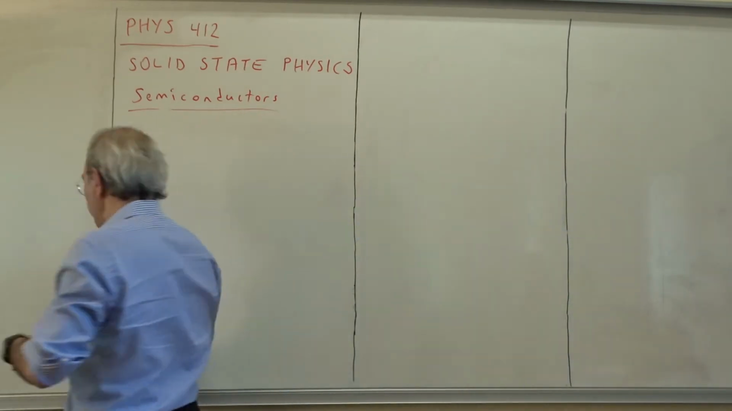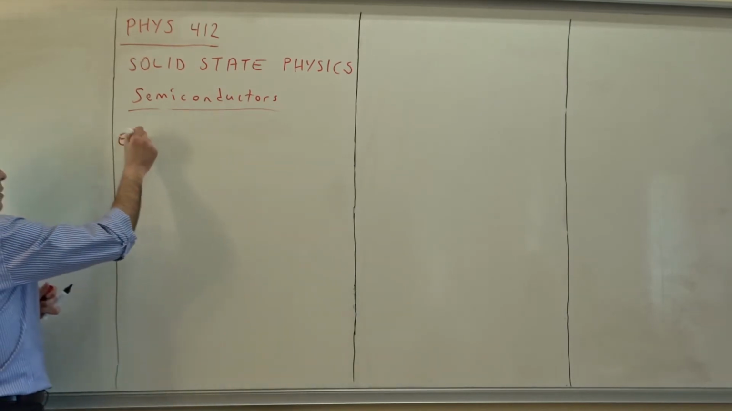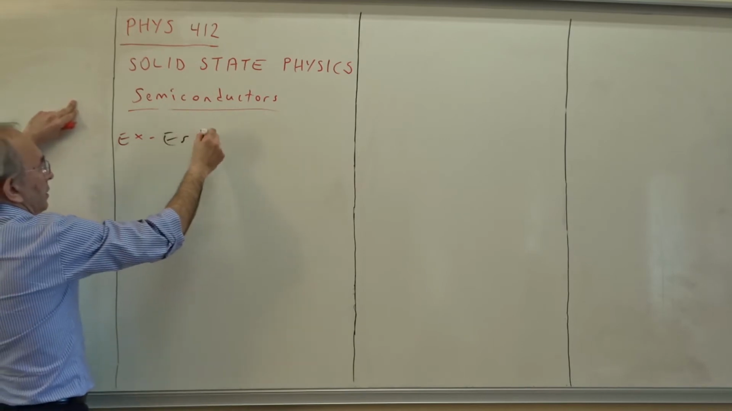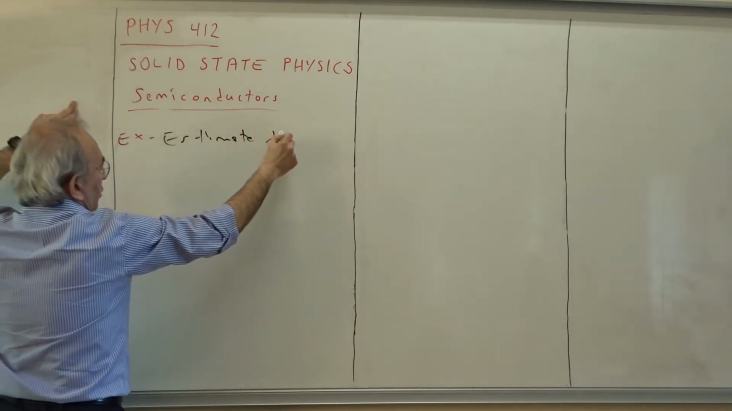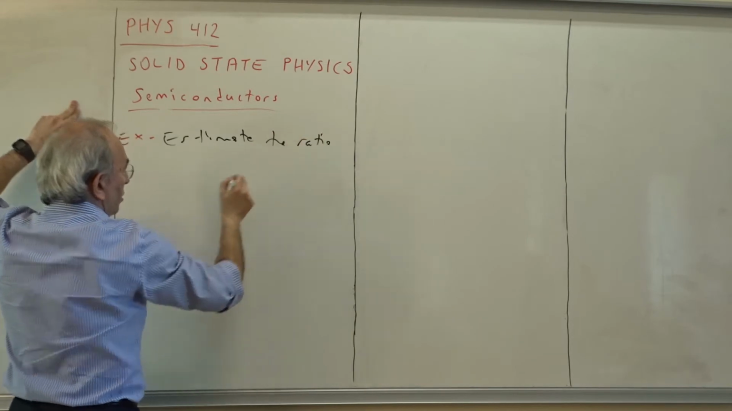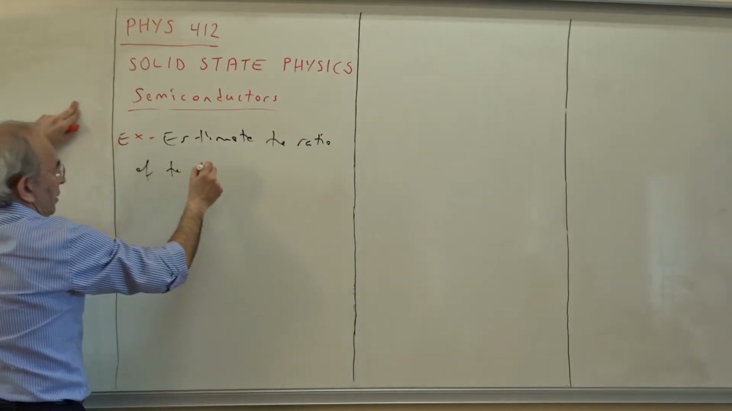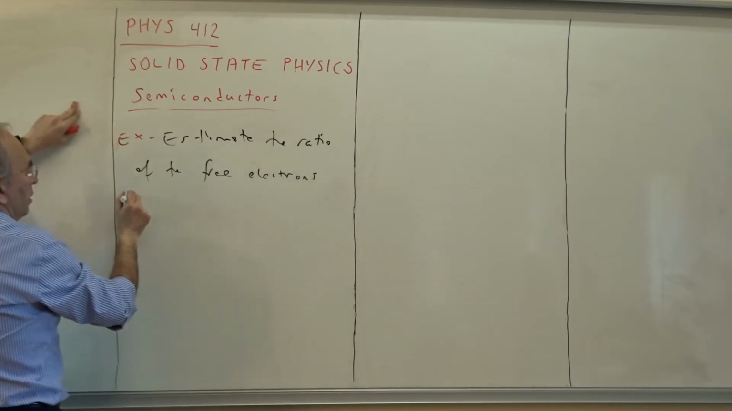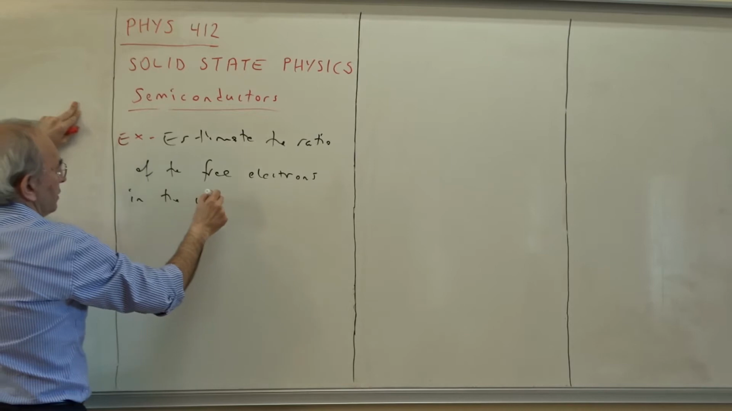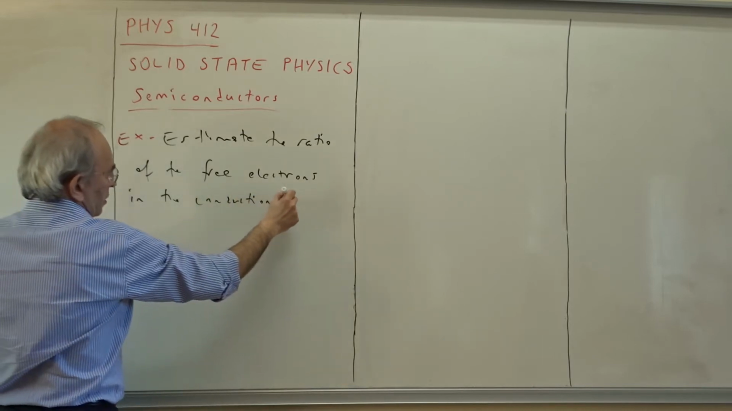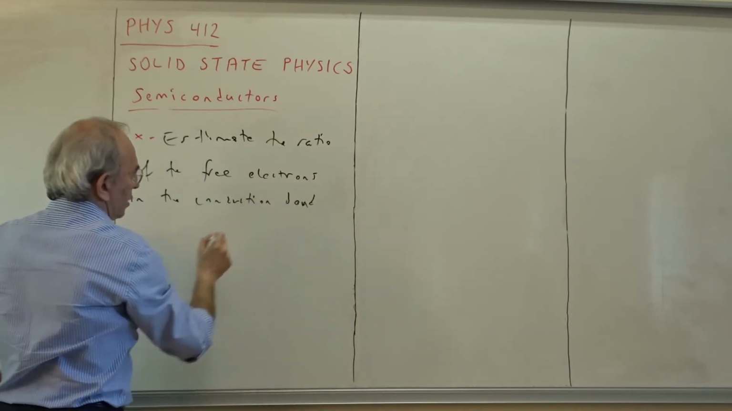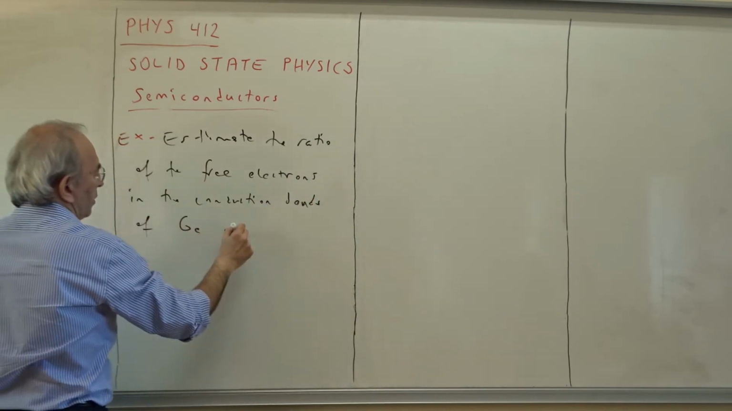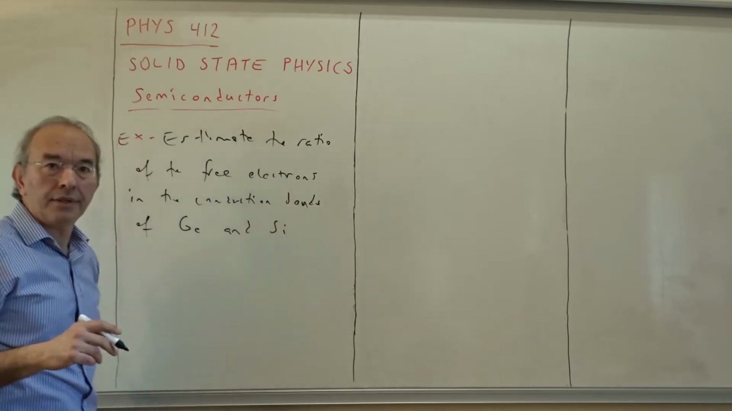Now this example, let me write it. Estimate the ratio of the free electrons in the conduction bands of germanium and silicon at room temperature.